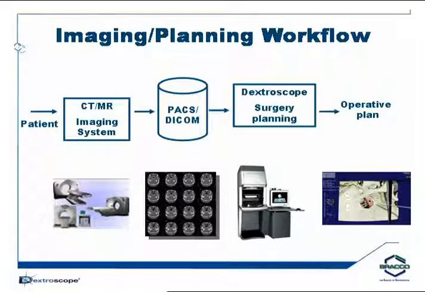In a normal flow of things, you have a patient and you do a CT or MR, and you'll see a case tonight from Dr. Balogh where they just got an MR, a normal MRI study that you would get on any particular patient, but you could also get a CT, a CTA, or an MRA, and bring all those different data sets together, load them up into your PACS DICOM network in your hospital, and then here's where the Dextroscope would be inserted into the flow of things, where you would take this data and be able to manipulate it and do your surgical planning, and then you have created an operational plan.